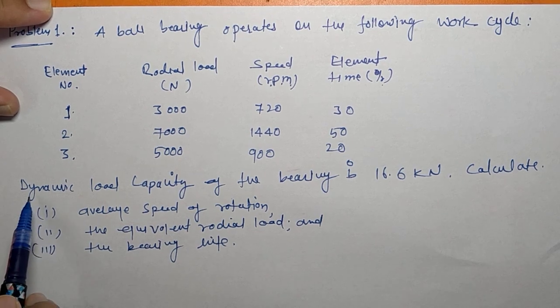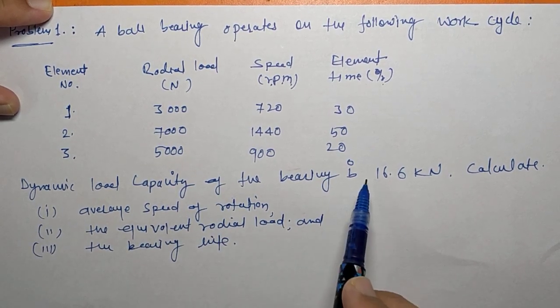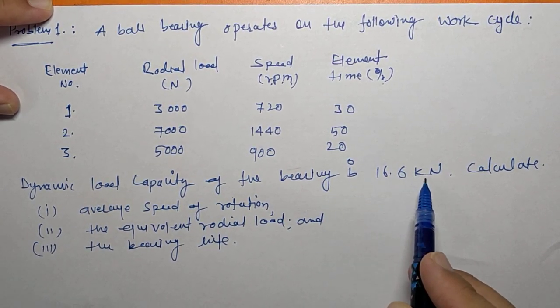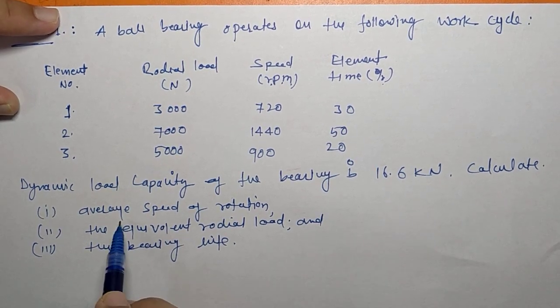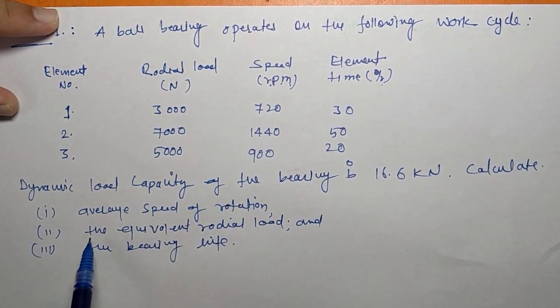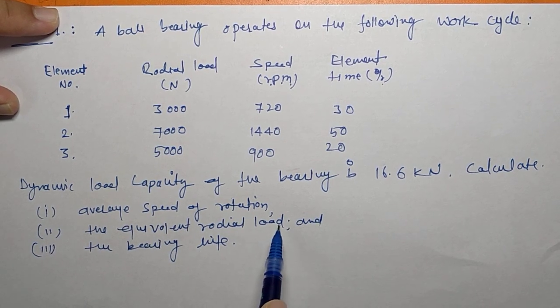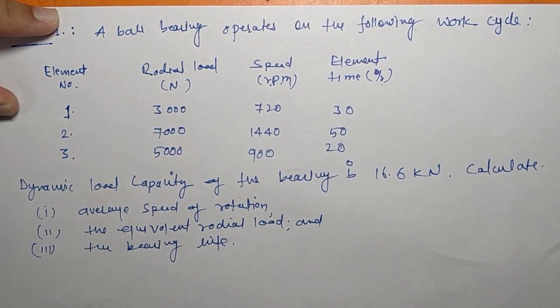We are given the dynamic load capacity of the bearing as 16.6 kilonewton, and we need to calculate first the average speed of rotation, second the equivalent radial load, and third the bearing life.